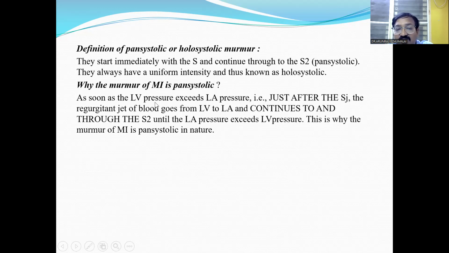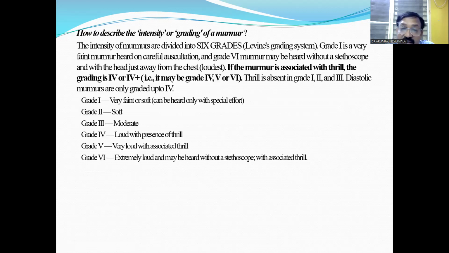Why is the murmur pansystolic? As soon as the LV pressure exceeds left atrial pressure, just after the S1, the regurgitant jet of blood goes from the left ventricle to the left atrium and continues to flow until the S2 occurs. That means until the left atrial pressure exceeds left ventricular pressure. That is why the murmur is pansystolic. So left ventricular blood goes up into the left atrium after the S1, and continues until the left atrial pressure exceeds the left ventricular pressure, then the murmur ceases. So this happens starting from the S1 and almost overlaps with the S2, and so the murmur is pansystolic.